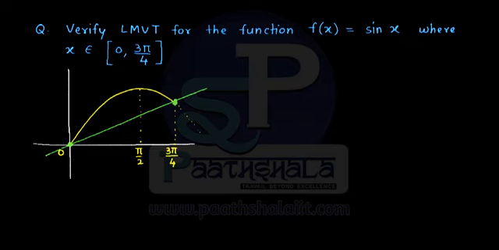So from the graph we can clearly see that yes, there has to be one point somewhere between 0 and 3 pi by 4. Alright. Now first of all, how do we prove that logically and find it?